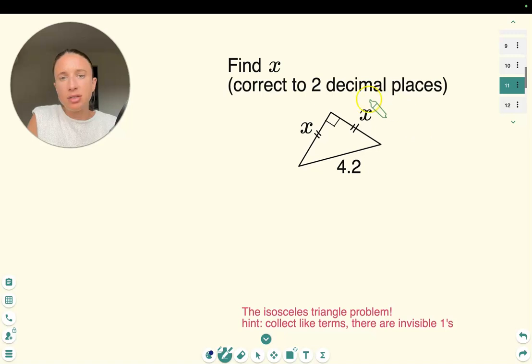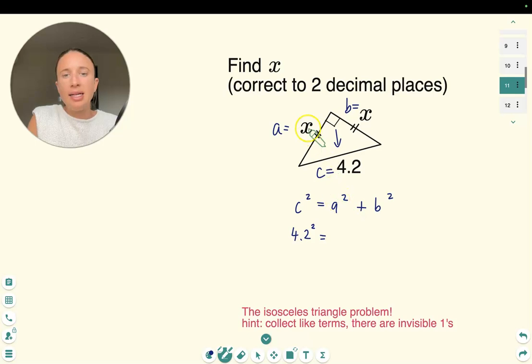It means Pythagoras. So we've got C is opposite our right angle. Our hypotenuse is opposite our right angle. And the other sides are A and B. So label your diagram, then your formula. C squared equals A squared plus B squared. And then we substitute. So C is 4.2. A is X. Make sure you put those squared signs in. Plus B, which is also X.